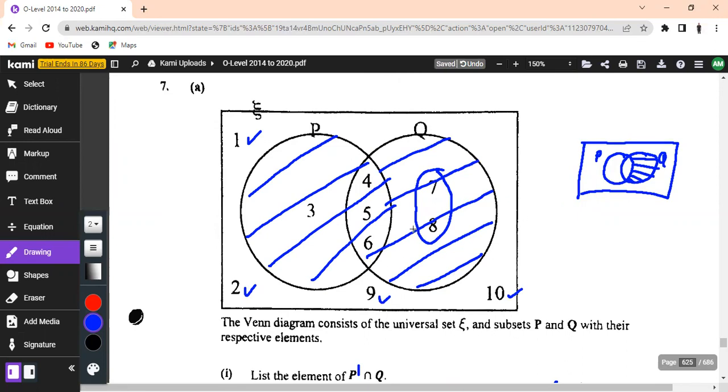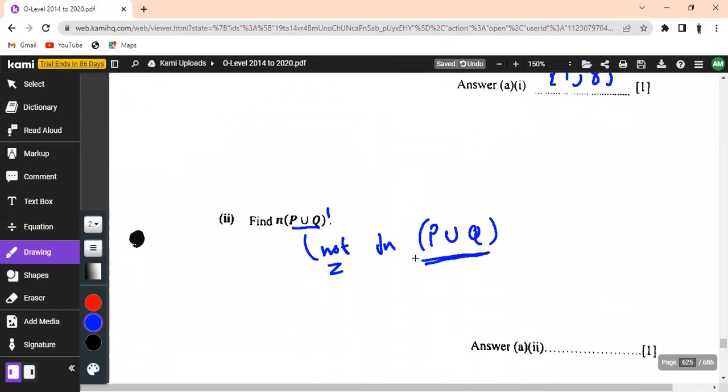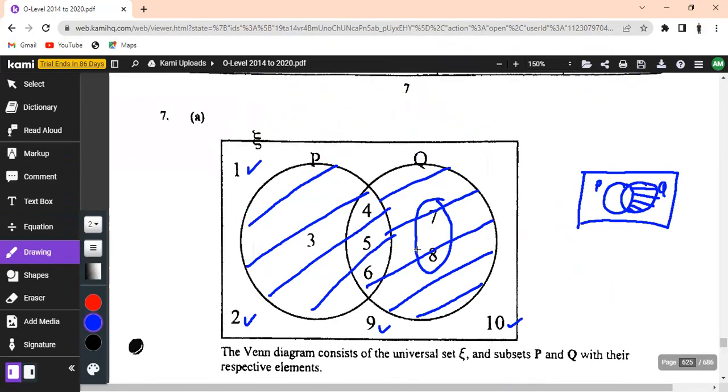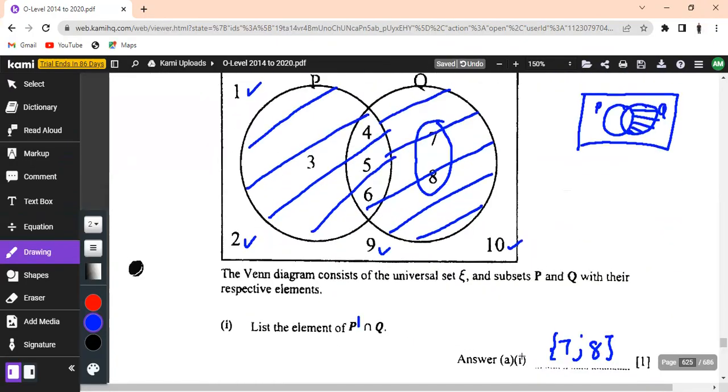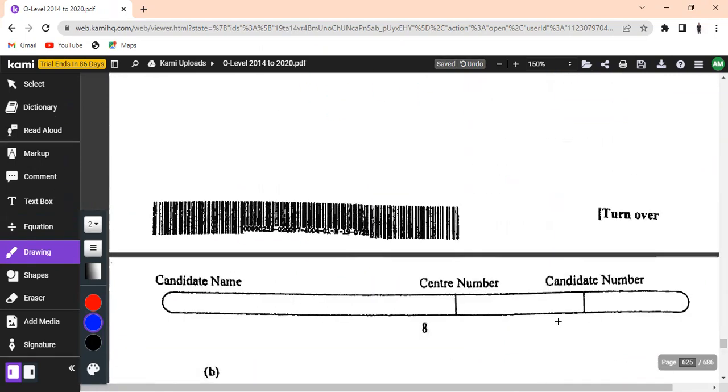That is what is not part of this set, but is in the universal set. So our set is going to be 1, 2, 9, and 10. These are the numbers that are outside. Complement means not part of that set, but in the universal set. All right, so just like that, guys, we are done.